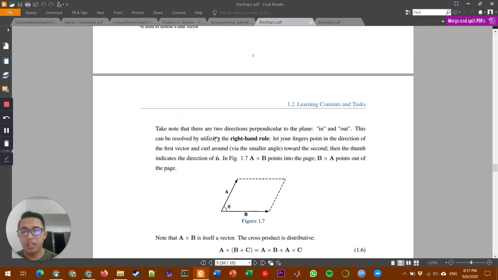So, take note that there are two directions perpendicular to the plane, and that is in and out. So, this can be resolved by utilizing the right-hand rule. So, take a look at A. So, if you do A cross B, asa man ang direction niya? Right? Ang direction niya, if you have, okay.